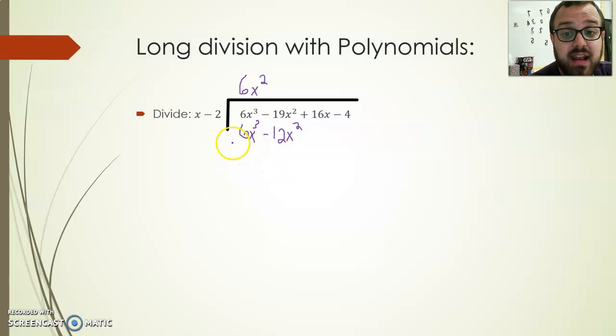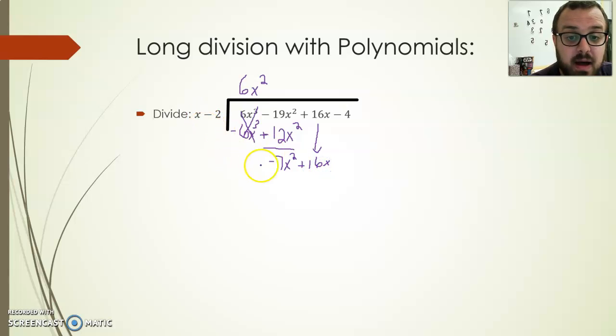So what I like to think of it as is I go through and I just change the sign to each of these. Okay, change the sign to each of these. And then I'll go ahead and do my problem here. 6x cubed minus 6x cubed, cancel. Negative 19x squared plus 12x squared, that's going to equal negative 7x squared. And then I go ahead and I bring down the next term, which is plus 16x. And then I'm going to repeat and do the exact same thing over again.